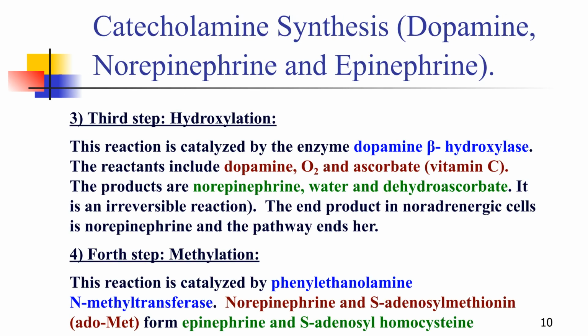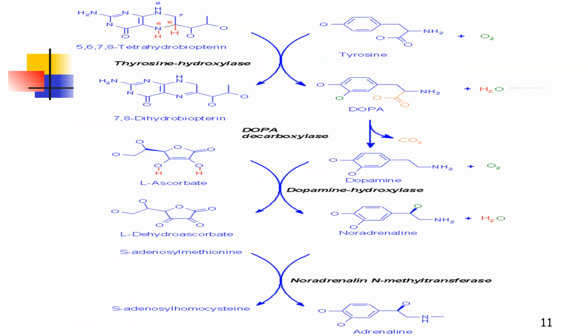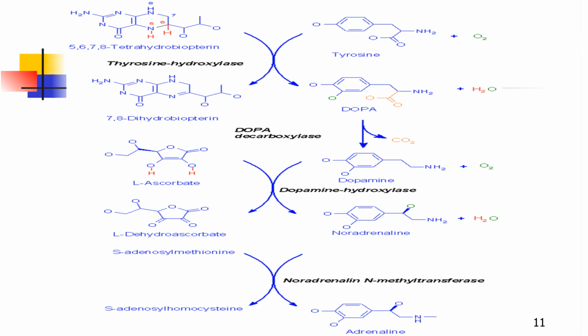The third step in catecholamine synthesis is hydroxylation, where dopamine is converted to norepinephrine by dopamine beta hydroxylase. In noradrenergic cells, this is the final product. The fourth step, methylation, is catalyzed by phenylethanolamine N-methyltransferase, converting norepinephrine and AdoMet to epinephrine and AdoHcy. This diagram illustrates the multi-step pathway of catecholamine synthesis, including the 3 final products, dopamine, noradrenaline, and adrenaline, and the key enzymes involved in each conversion.